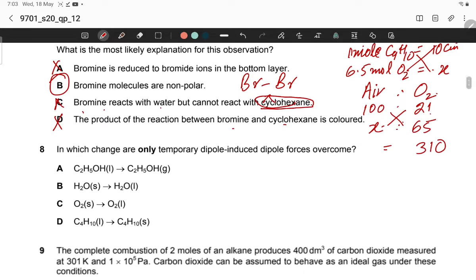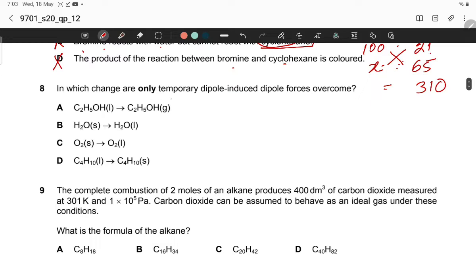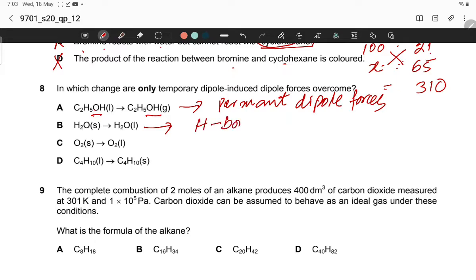Bromine molecules are non-polar. In which change are only temporary dipole-induced dipole forces overcome? C2H5OH is ethanol, where permanent dipole forces are present because OH is there, an electronegative element. Water also has hydrogen bonds. So this is also incorrect.